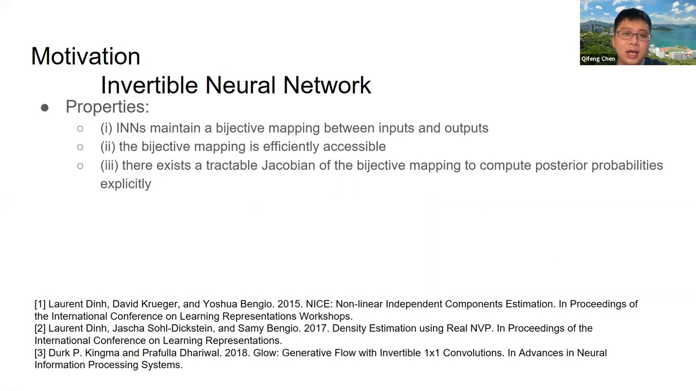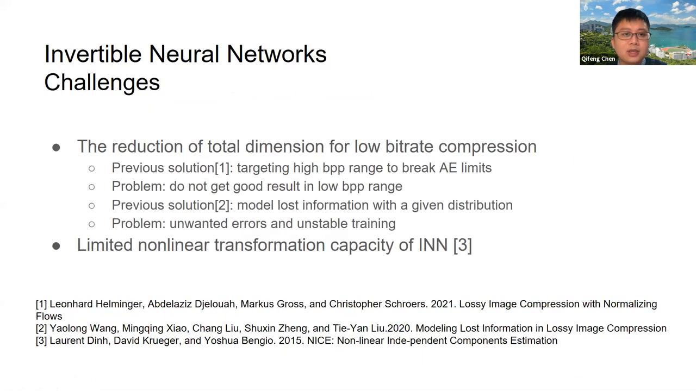So then we can consider using invertible neural networks. There are some nice properties of it. It maintains a bijective mapping between the inputs and outputs. That's nice, and it's easy to compute. And there is a tractable Jacobian, so that we can also compute a posterior probability exactly. But there are some challenges at the same time, because we need to do this compression, and due to this dimension reduction, we have to handle how we can address the issue of low bit rate compression. There are some prior works that try to address this.